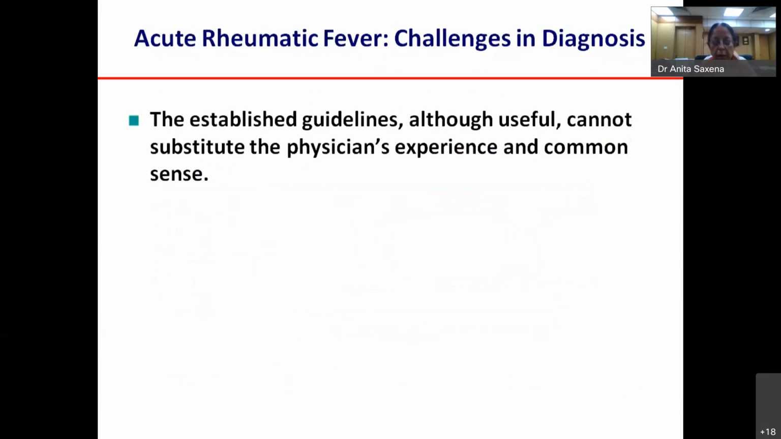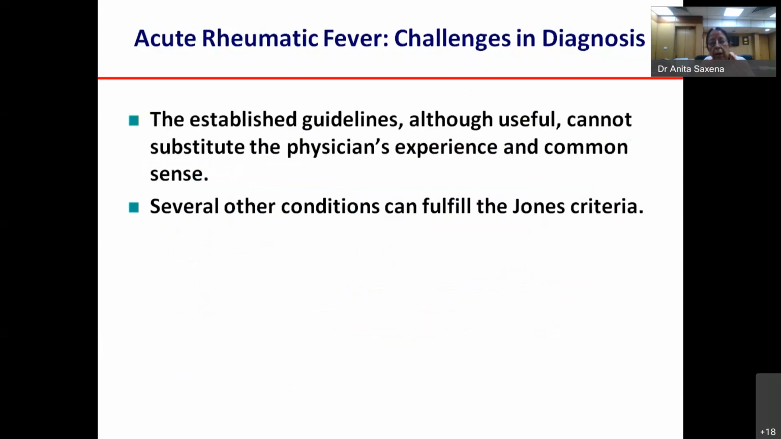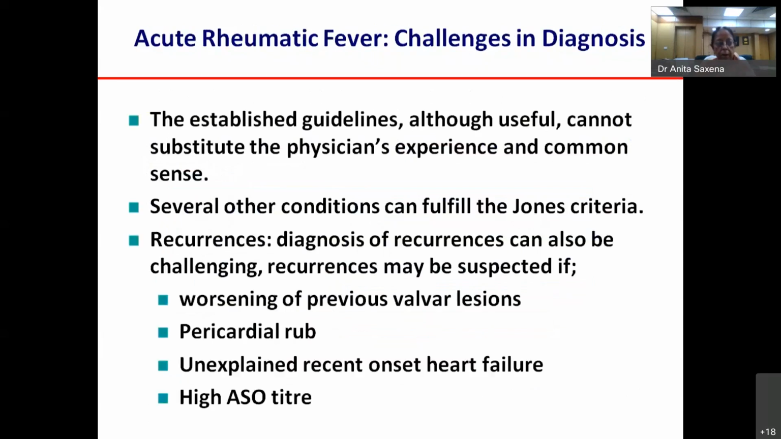As I said, the established guidelines, the criteria, they're all very, very good, but they cannot substitute the physician's experience and common sense. There are several other conditions that can fulfill the Jones criteria, which are not rheumatic carditis. And diagnosis of recurrences can also be difficult. But in our country, especially in pediatric age group, one must suspect a recurrence, even if all the criteria are not meeting, by worsening of previous valvular lesions.